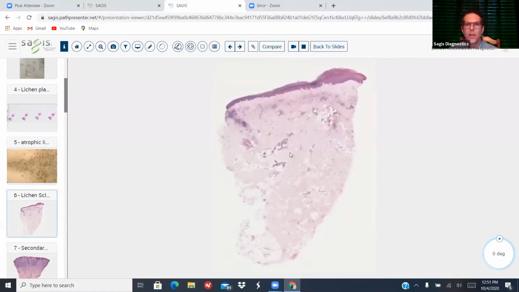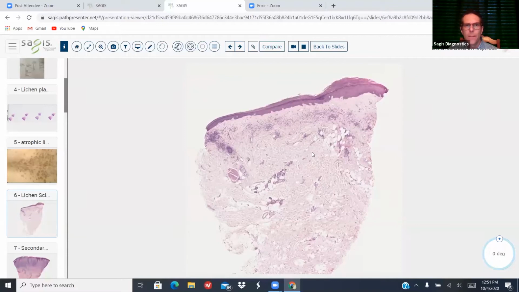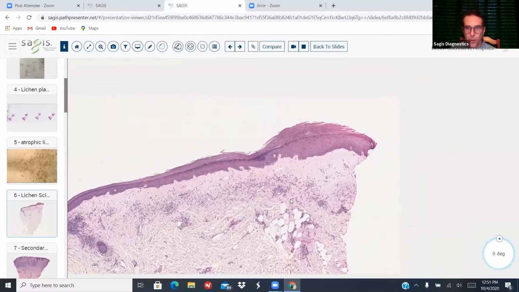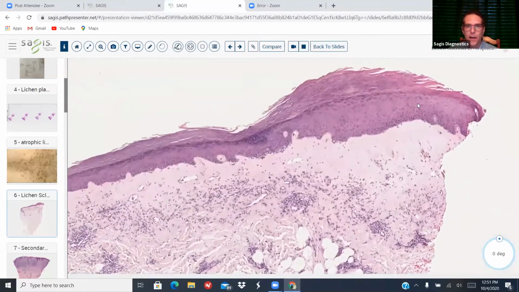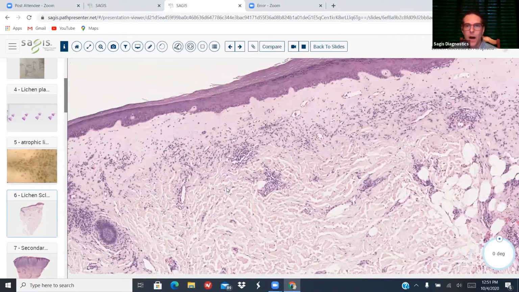This next case that you didn't have, I just wanted to show sort of as a correlate. And one other thing I didn't mention in the last case is there was wedge-shaped hypergranulosis, which you often see in lichen planus. This condition can look a lot like lichen planus in its early stages.